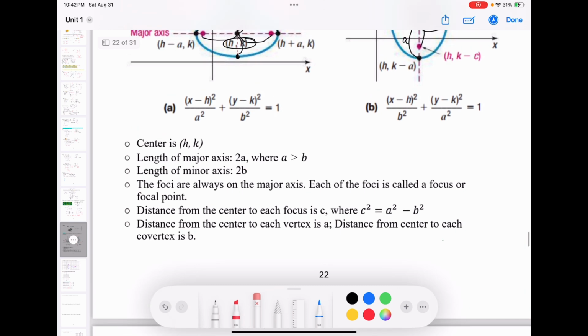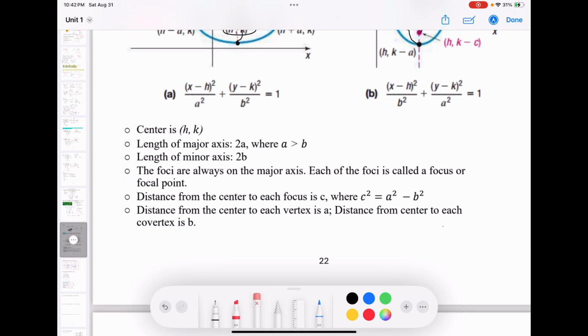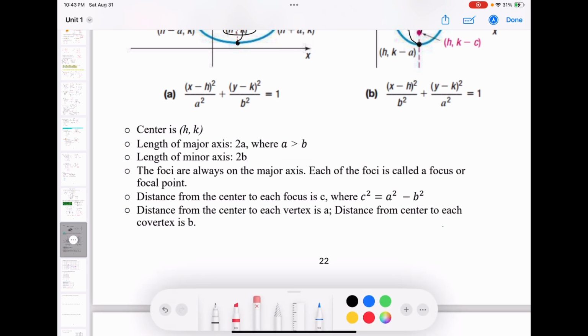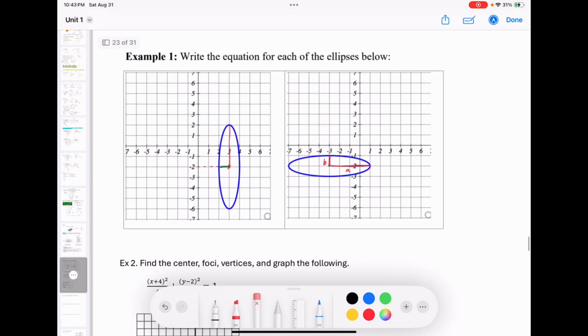Let's see some conclusions. Center is (h, k). Length of major axis is 2a, where a is greater than b, also a is greater than c. Length of minor axis is 2b. The foci are always on the major axis. Each of the foci is called a focus or focal point. Distance from the center to each focus is c, where c squared is equal to a squared minus b squared. Distance from the center to each vertex is a. Distance from center to each co-vertex is b. Okay, let's see these two images.